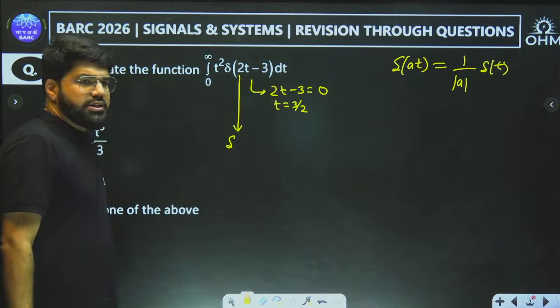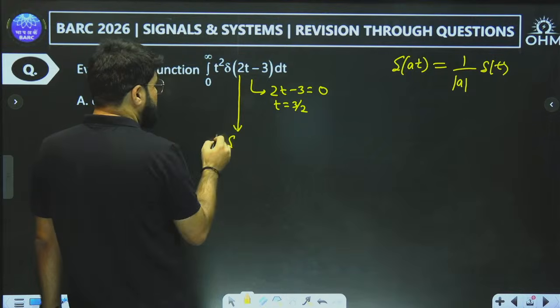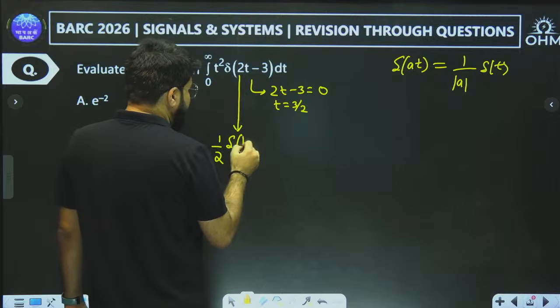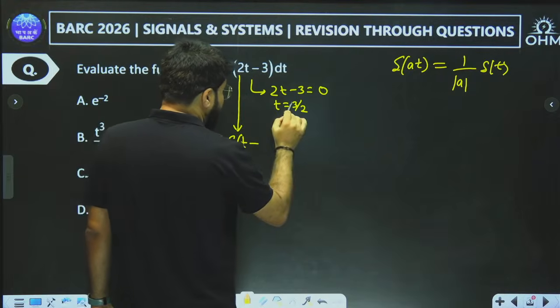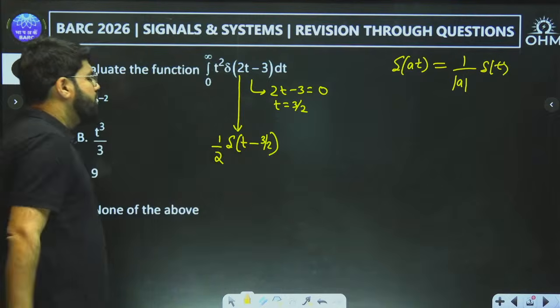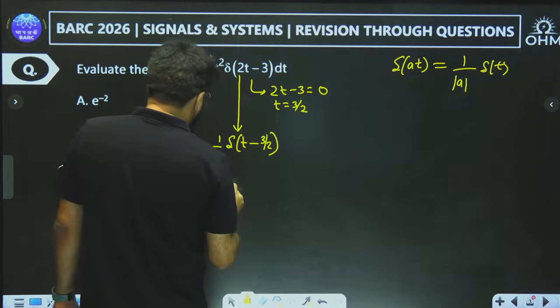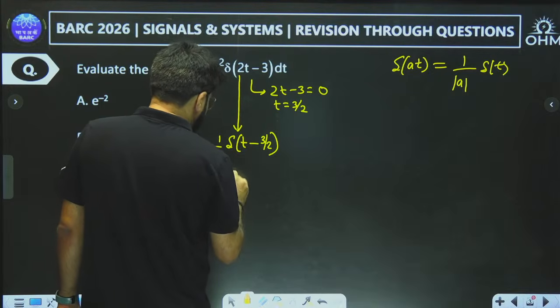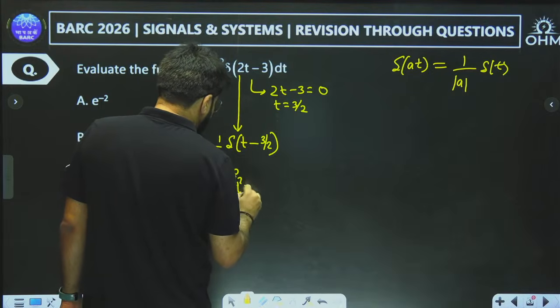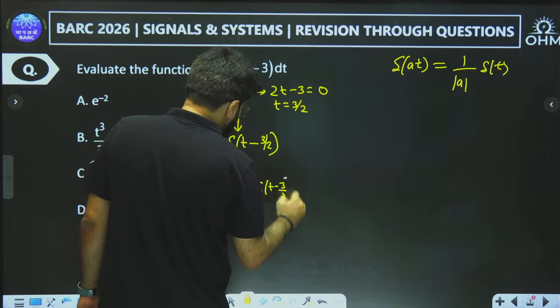Good morning Rajendra. So we can write down delta of 2t minus 3 as, what is the scaling factor? 2. So 1 by 2 delta of t minus, you have to write down the correct location of the impulse, and that is 3 by 2. That is how it is. So then what is the question? The question becomes integral 0 to infinity t square into 1 by 2 delta of t minus 3 by 2 dt.